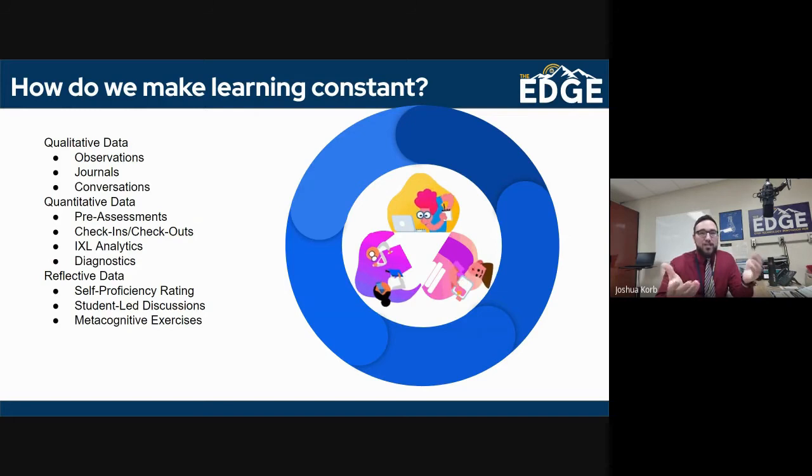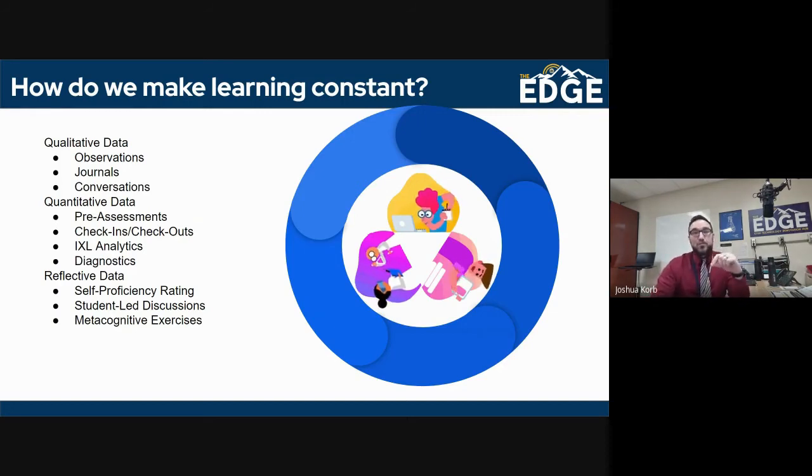We also have that quantitative data. We have those pre-assessments. Anytime we do check-ins or checkouts, we have now IXL or any other online platform that you're using with your students, any analytics to go with that, to not just do it just to say that you have data on your students, but use it to make those informed decisions.